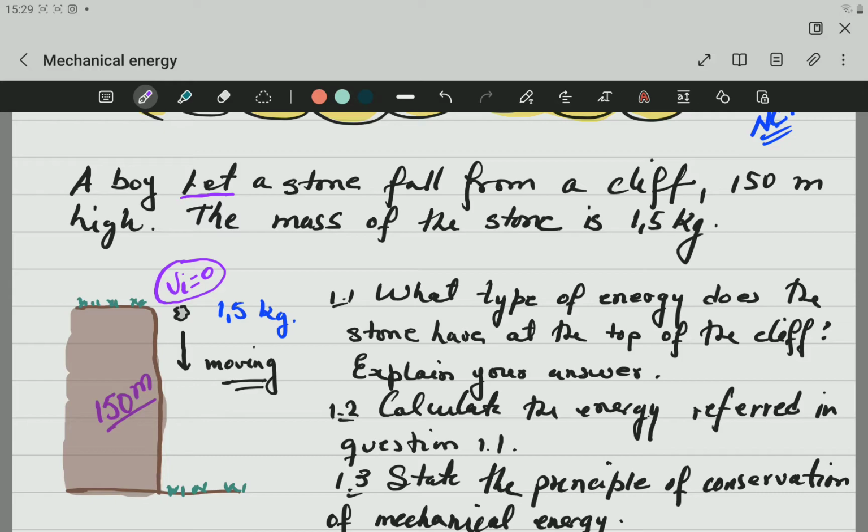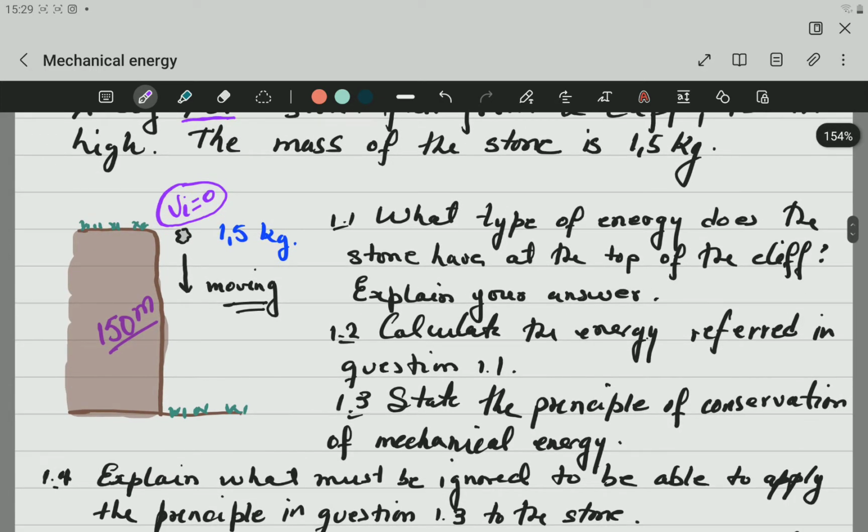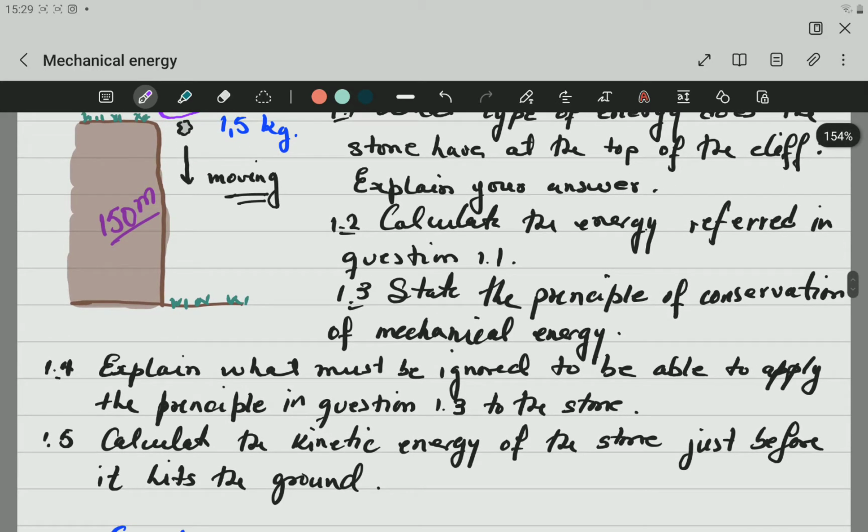Now what type of energy does the stone have at the top of the cliff? That is at this moment when the stone is going to start falling. And then obviously you have to explain why you selected that specific energy. Now calculate the energy referred to in question 1.1. You have to calculate the energy you mentioned there. Then state the principle of conservation of mechanical energy. Explain what must be known to be able to apply the principle of conservation of mechanical energy, which was question 1.3, and 1.5. Calculate the kinetic energy of the stone just before it hits the ground.